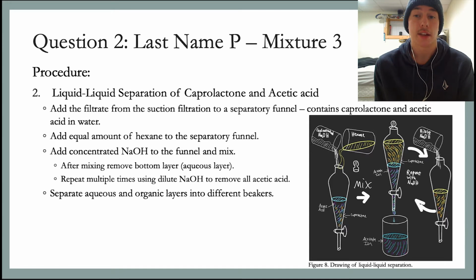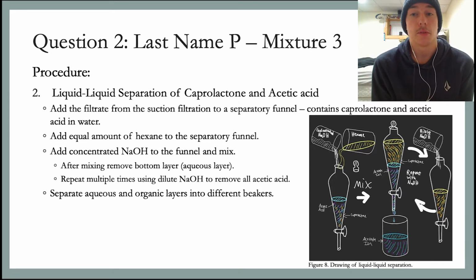Forcing all of the acetate ions into the aqueous layer will saturate the aqueous layer and will cause the caprolactone to prefer the organic layer of hexane. The separatory funnel will now contain a top organic layer with hexane and caprolactone and a bottom aqueous layer containing water, sodium hydroxide, and acetate ions.